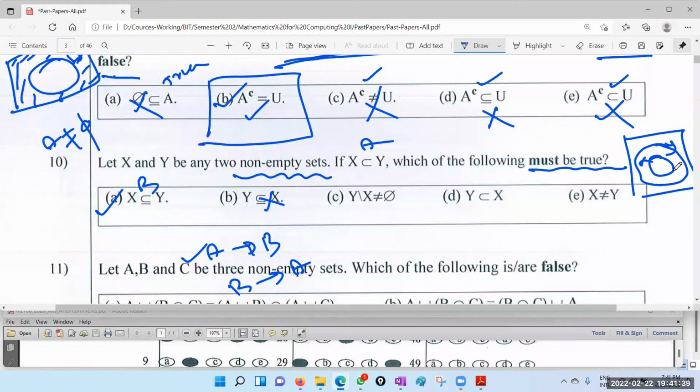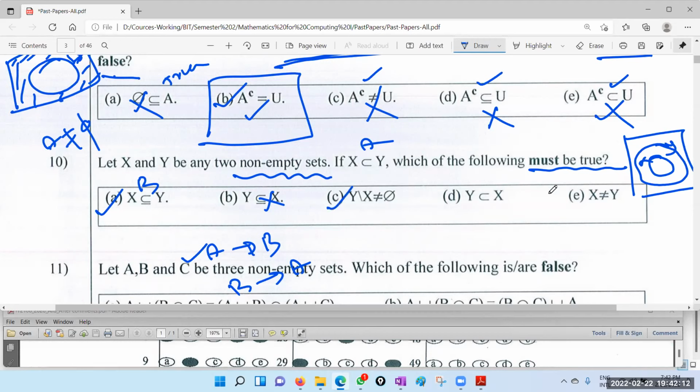So what this says is Y minus X is not equal to empty. Yes, Y minus X must be not equal to empty, because X is a proper subset of Y, which means X and Y cannot be the same. If X and Y were the same, this would be empty. So we know that X and Y are not the same. So definitely Y minus X cannot be empty. Must be true.